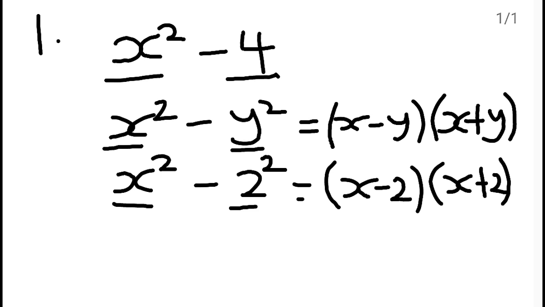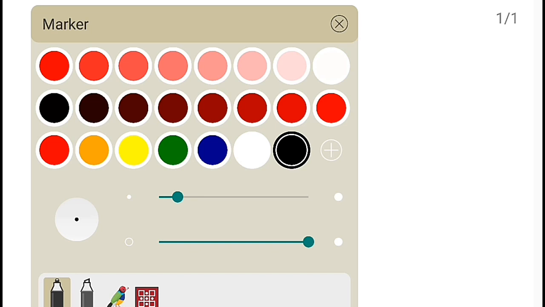So let us go to another example. Let us look at another simple example, that is example number 2. So number 2, we shall have x squared minus 9 to factorize.